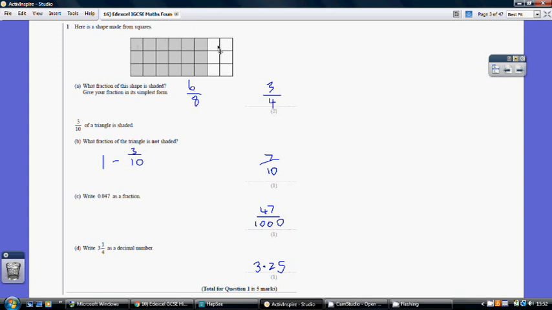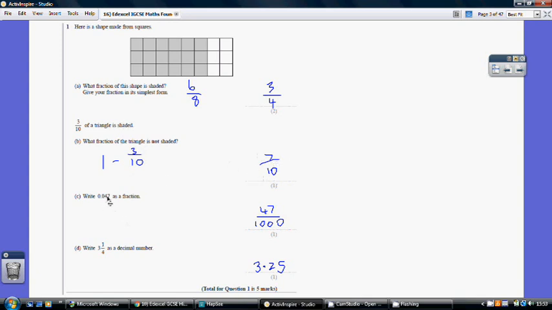If you counted squares, that would have been fine, but you'd have to carry on simplifying it down until you got to 3/4. Now for part B, we're asked what fraction of the triangle is not shaded. Well, the whole is 1, so it's going to be a whole take away 3/10. Well, a whole is really 10/10, so 10/10 take away 3/10 is 7/10. So it's the rest to make you up to a whole.